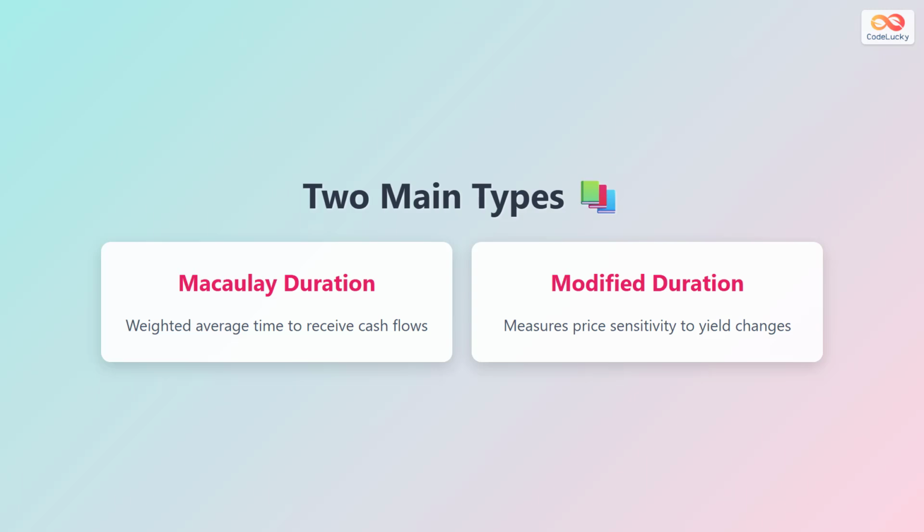There are two main types of duration you should know about. Macaulay duration measures the weighted average time it takes to receive all the bond's cash flows, including both coupon payments and principal. Modified duration, on the other hand, directly measures how much the bond's price will change in response to yield changes. Modified duration is more commonly used for risk management.